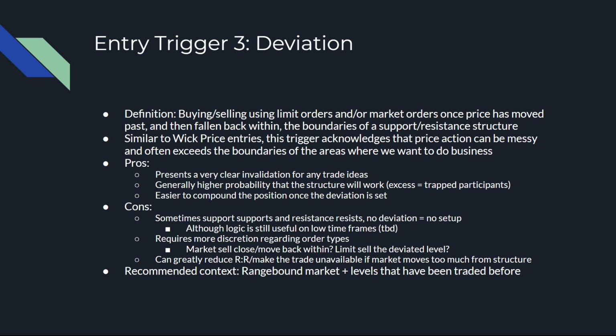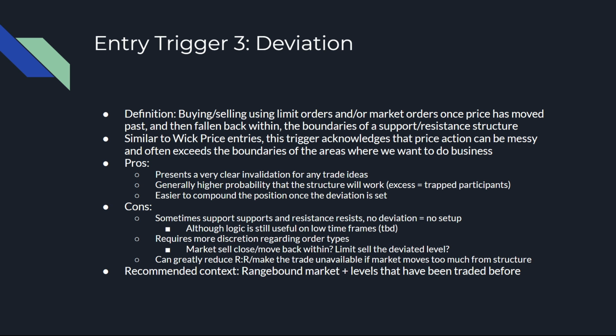Entry trigger 3, deviation. The definition here is buying or selling using limit orders and/or market orders, and there are two parts to this. Once price has moved past and then fallen back within the boundaries of a support/resistance structure.